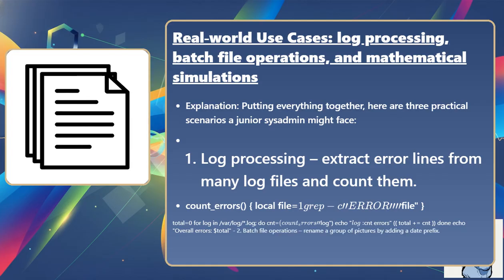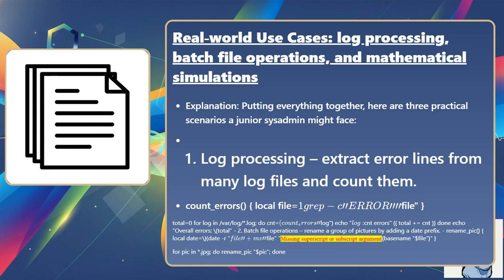2. Batch file operations. Rename a group of pictures by adding a date prefix. Define function rename_picture() { local date=$(date -r $file +%Y%m%d); mv $file $target/${date}_$(basename $file); }. For each pic in *.jpg; do rename_picture $pic; done.